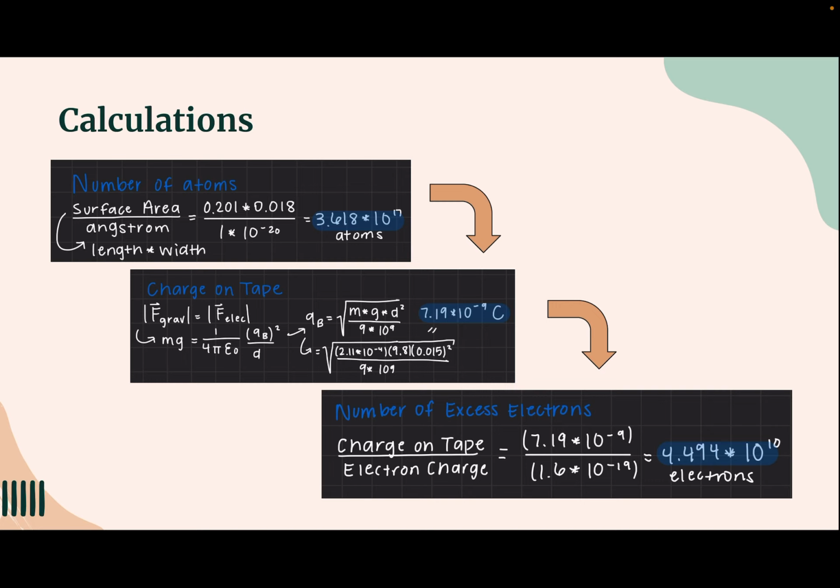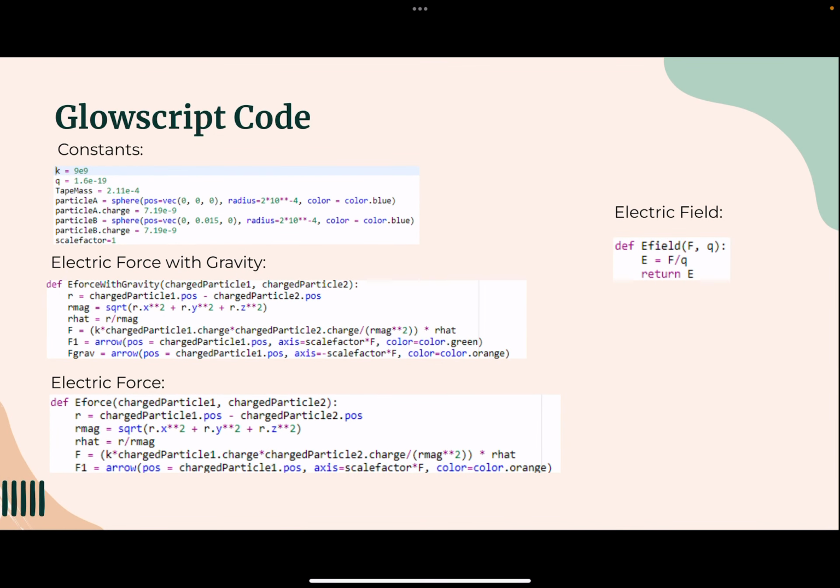And the last one is the number of excess electrons. And so we can do that by finding the charge on tape we just found and the electron charge for any electron. And then after dividing that, we get the number of electrons. And so now we have the GlowScript code I used. And so first I had to input the constants of K, Q, the tape mass, and then the positions and the charges of each particle.